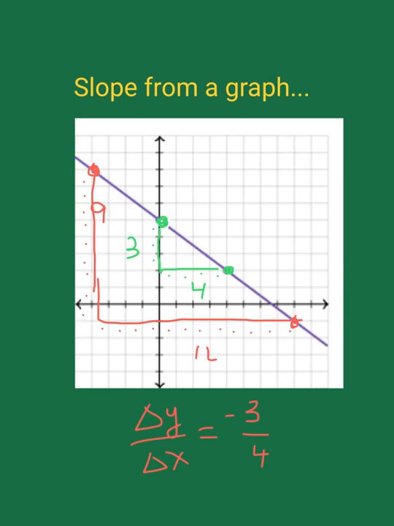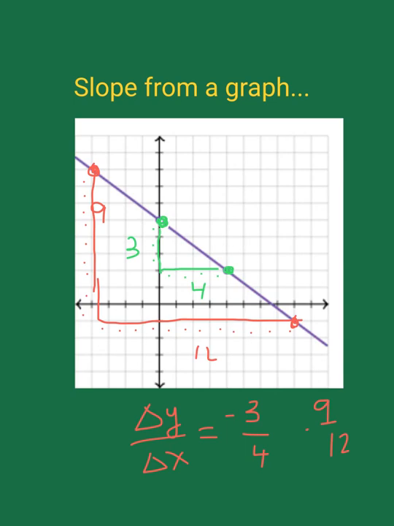All right. So for the red triangle, I have delta y, which is 9. I'm going to write it over here. And I have delta x, which is 12, and this is going to be negative. And when I reduce that fraction, I still get negative 3/4. Okay, so it doesn't matter which 2 points I pick. I will get the same answer at the end.